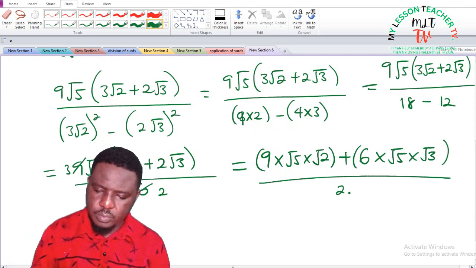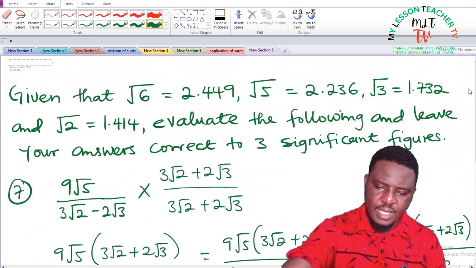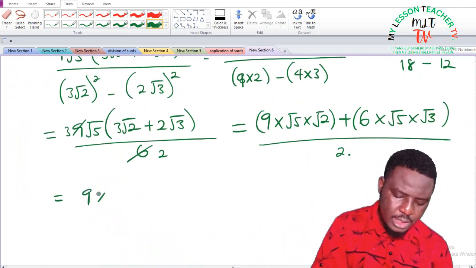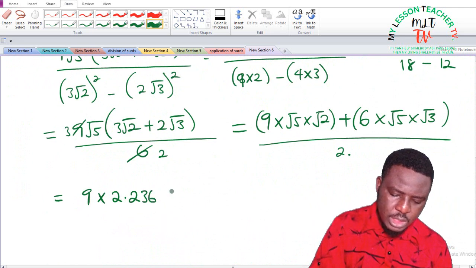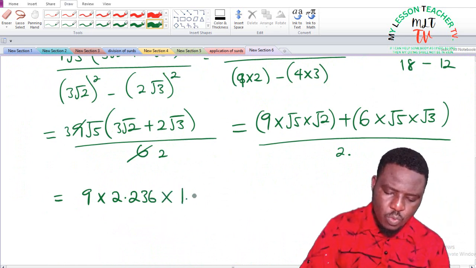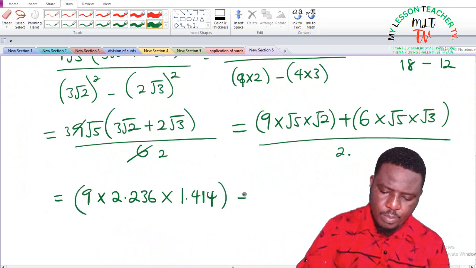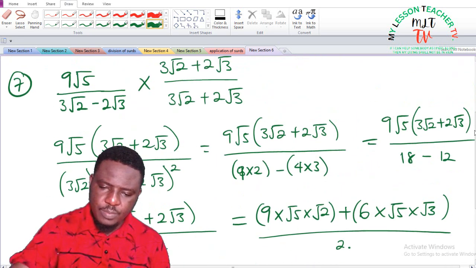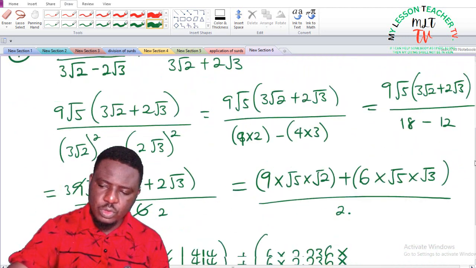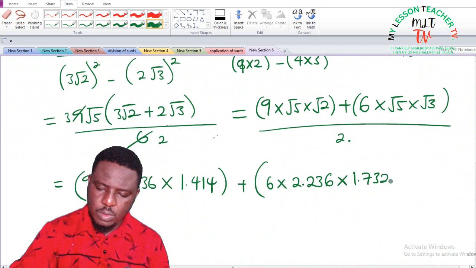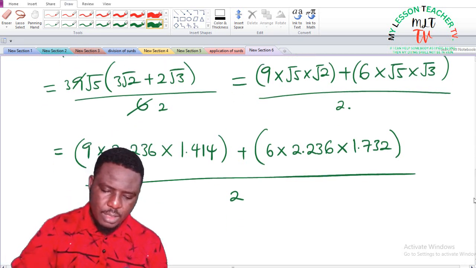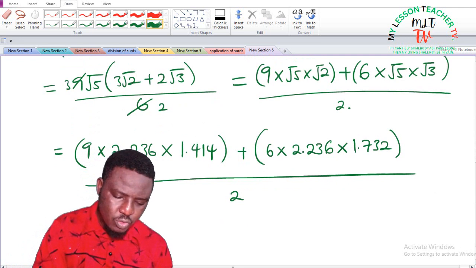So this is equal to, we have already been given the values for root 5 and root 2. Root 5 is said to be 2.236. So this is 9 times 2.236 times root 2, which is given to be 1.414, plus 6 times root 5, which is 2.236, times root 3. Root 3 is given to be 1.732, all divided by 2.